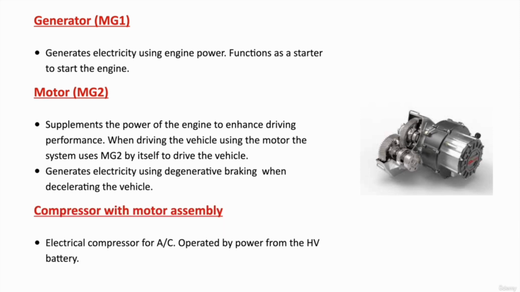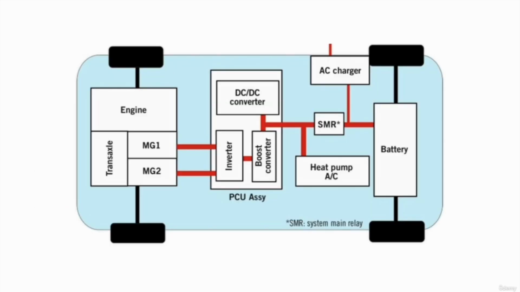Next, we have the compressor with motor assembly. It is basically an electrical compressor for AC. It is operated by power from the HV battery. So this has a very minimal function in HV, but the generator and motor are very important. Next, let's take a look at how electric or hybrid vehicles look.